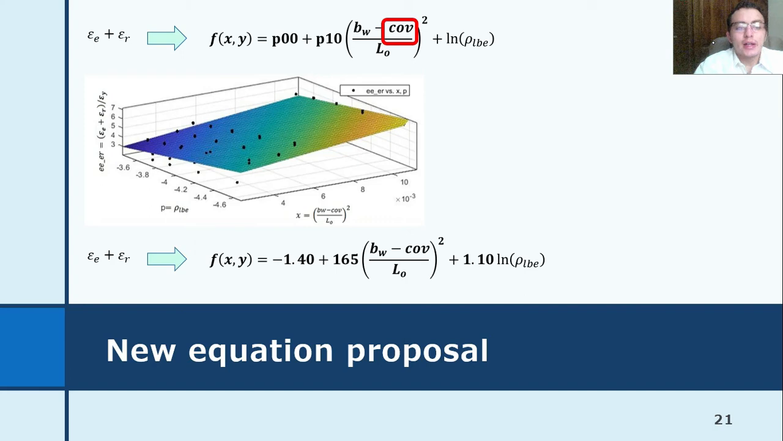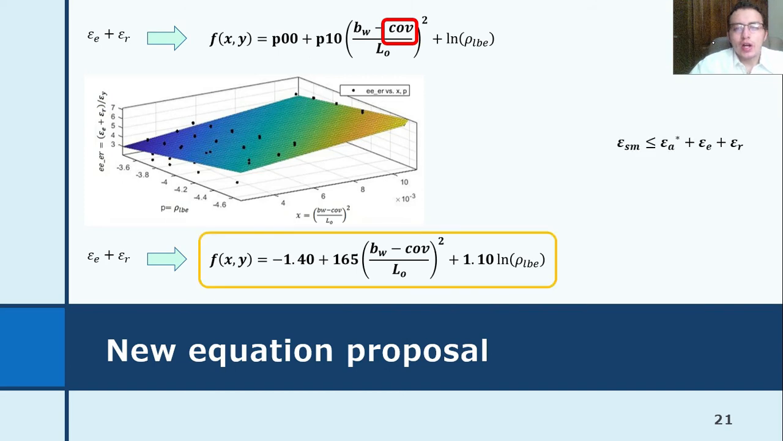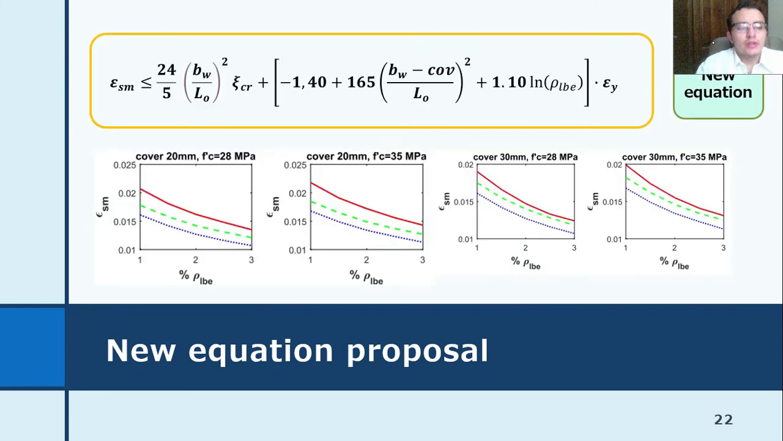And if we remember the three components of the maximum tensile strain, now we need to join these two components, I mean epsilon sub E and epsilon sub R, with the epsilon sub A, which is the final proposed equation. Also, if we compare with the previous equation, we can see that it's very similar in its structure, but achieves different and more precise results.